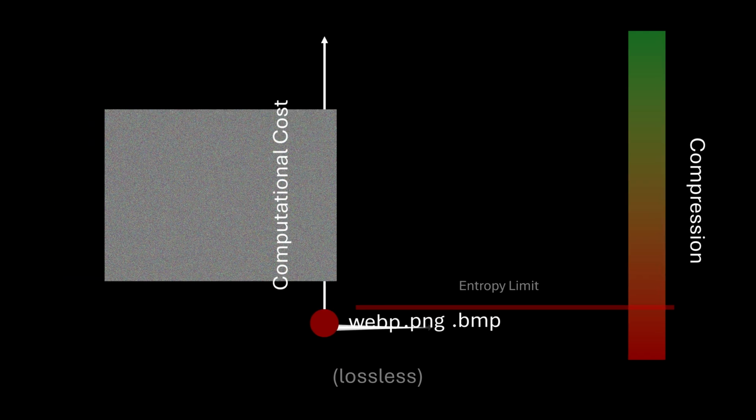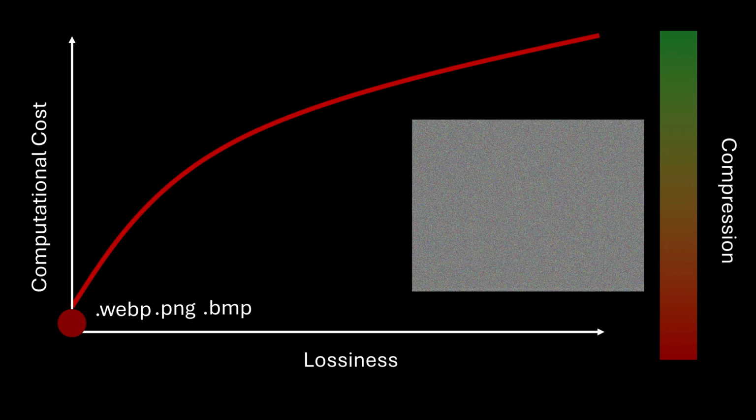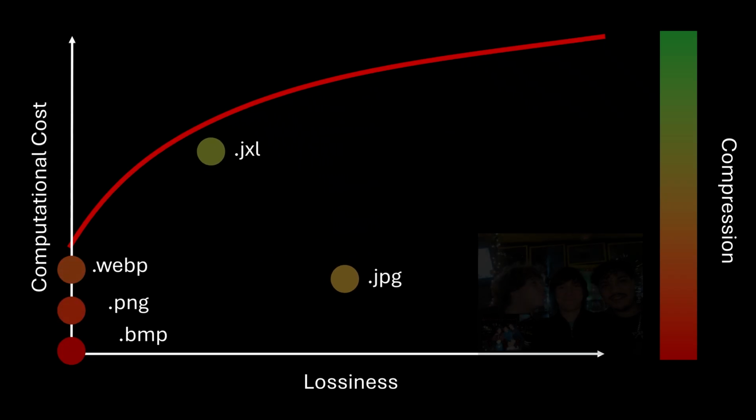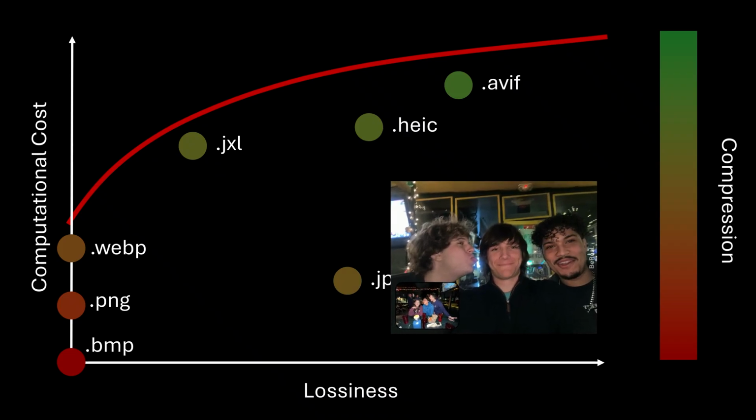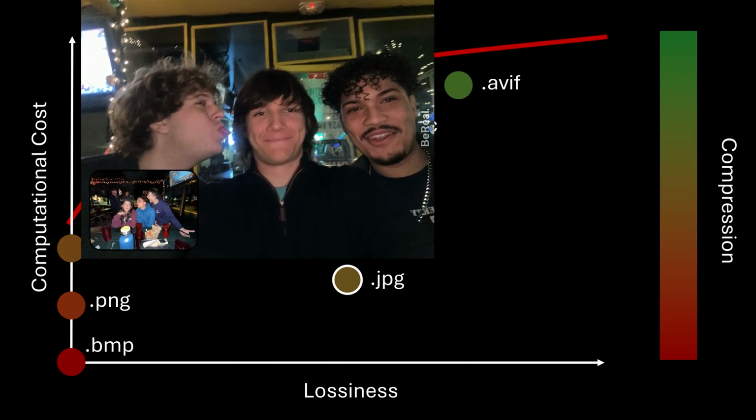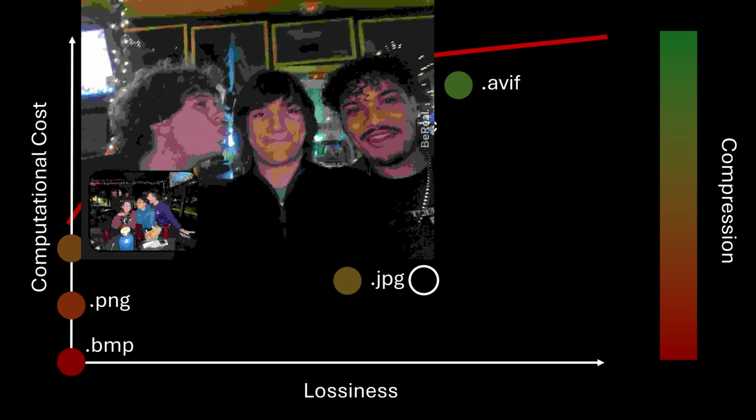However, we can reduce the entropy of the image by adding lossiness, which gets rid of some of the information in the original image, allowing for more compression. This is where JPEG and JPEG XL live, getting rid of high-frequency information that our human eyes wouldn't notice in the reconstruction of the image. You might then wonder, if we have a JPEG at this fixed computational cost, can we just keep increasing the lossiness to compress it further?